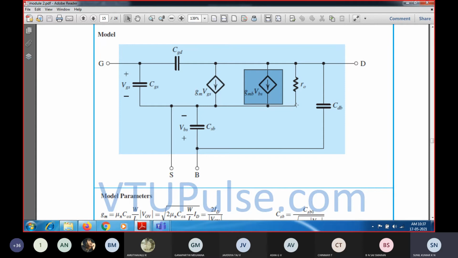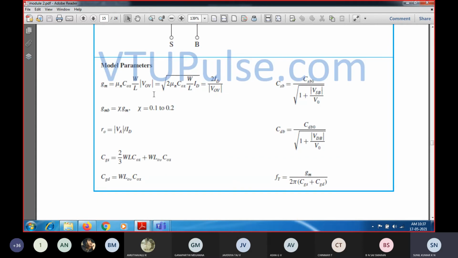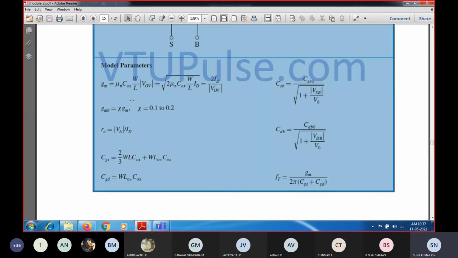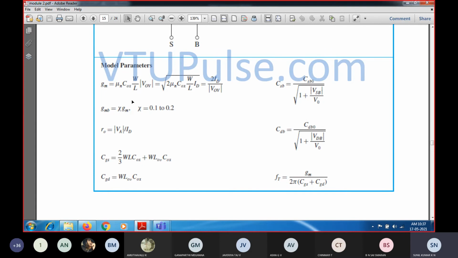So we can see some of the equations which are going to be useful when you are going to solve numerically. So this is the transconductance. Transconductance will be given with three different alternatives we have also seen. So what are the three different expressions for the transconductance? We can see gm equals mu n Cox W by L into (VGS minus VT), or VOV. So in place of VOV you can have this expression, so that you are going to have the square root of 2 mu n Cox W by L into ID, which will be equal to 2 ID by VOV. So this is the transconductance expression.